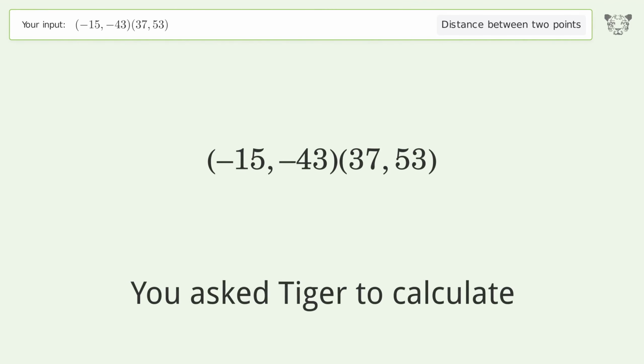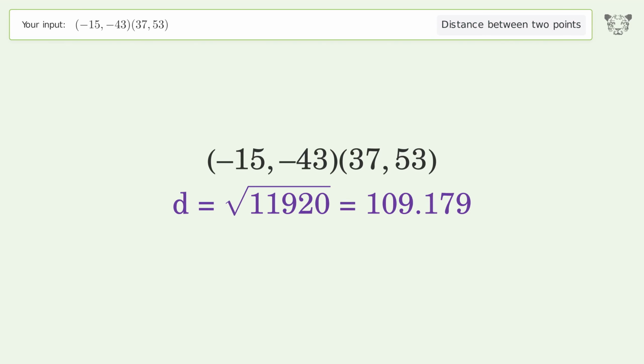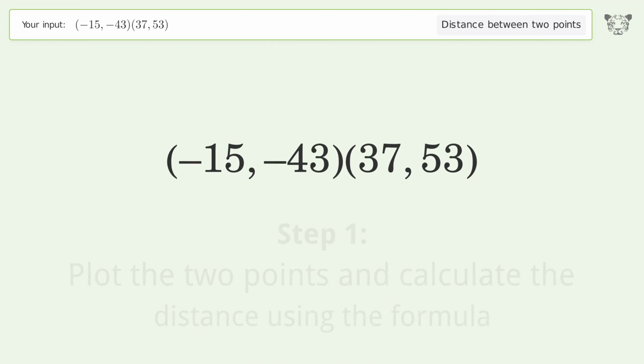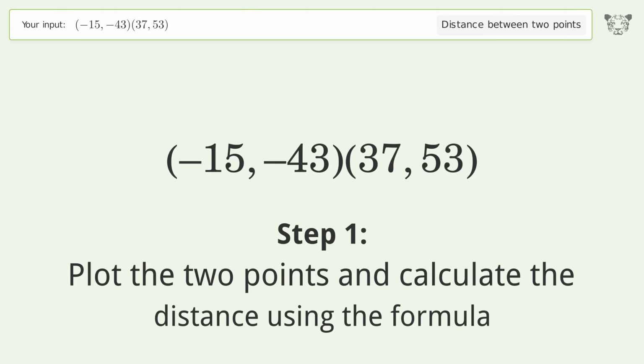You ask Tiger to calculate. This deals with the distance between 2 points. The distance between the 2 points is the square root of 11,920, or 109.179. Let's solve it step by step. Plot the 2 points and calculate the distance using the formula.